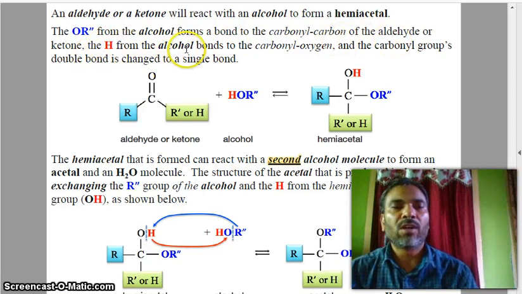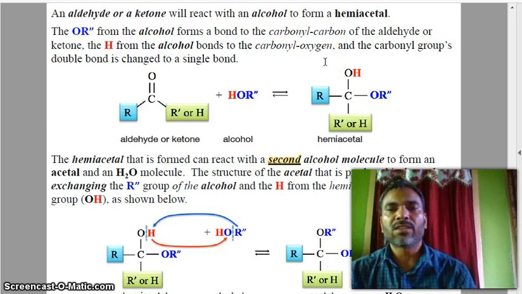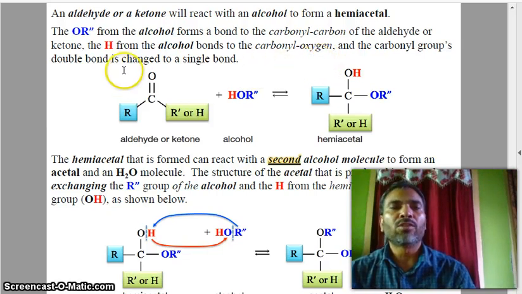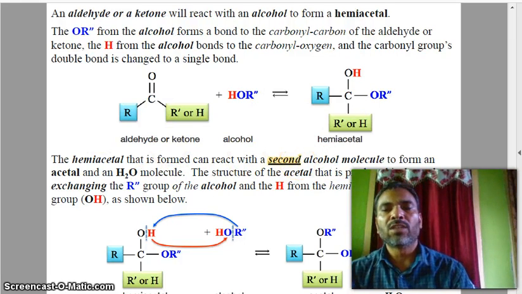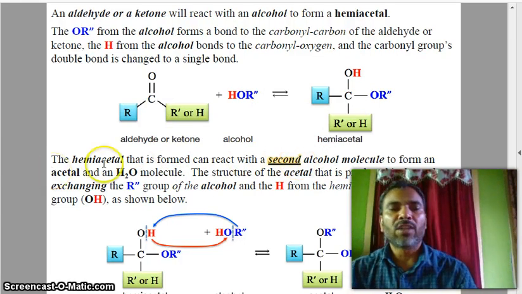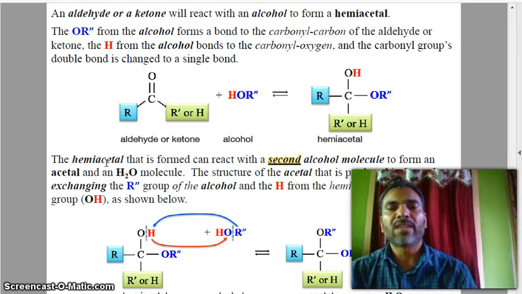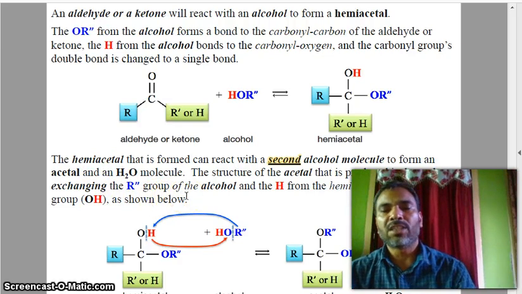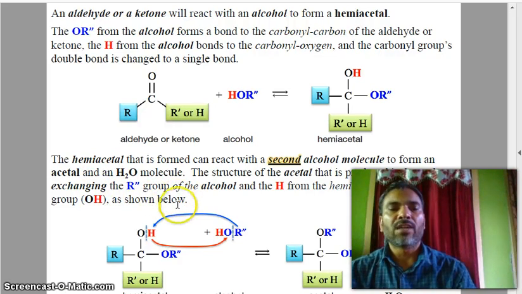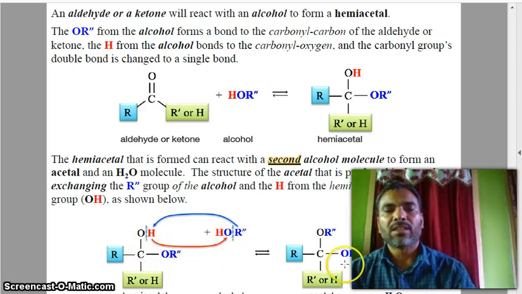H from the alcohol bonds to the carbonyl oxygen, and the carbonyl group's double bond is changed to a single bond. A hemiacetal that is formed can react with a second alcohol molecule to form an acetal and a water molecule. The structure of the acetal that is produced is drawn by exchanging the R group of the alcohol and H from the hemiacetal's hydroxyl group, as you see here. So this H and this OR, this is the hemiacetal, this is the acetal.